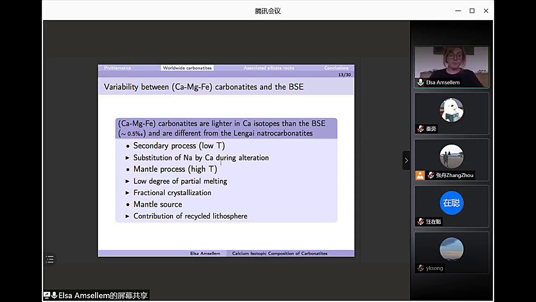This is an idea. Another hypothesis is to say that the enrichment in the lighter calcium isotopes is due to mantle processes at high temperature, such as a low degree of partial melting of the mantle that could fractionate, and fractional crystallization during differentiation processes. Or the mantle source is already enriched in the lighter calcium isotopes. And then, to explain that a mantle source is already enriched, it might be due to a contribution of recycled lithosphere, as I talked about a bit before.